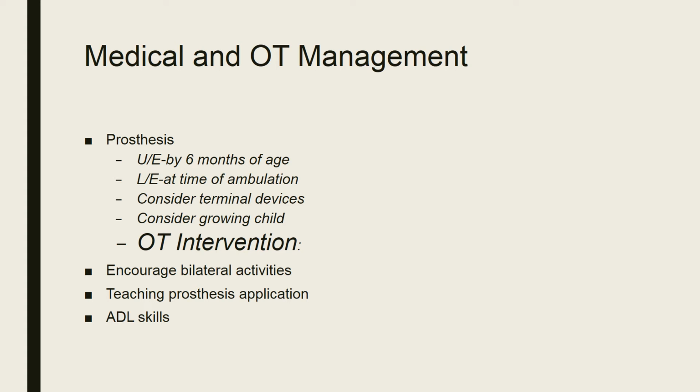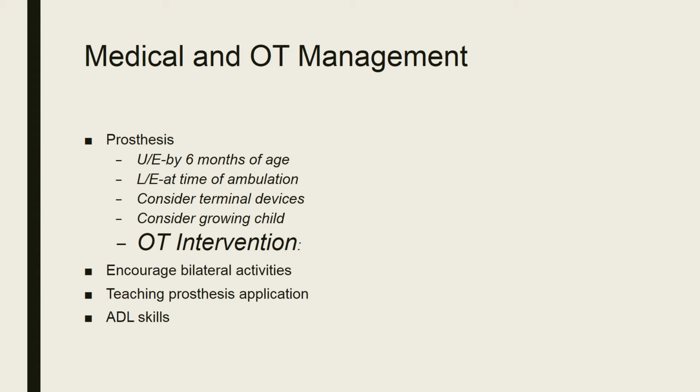You'll want to consider the terminal devices. Terminal devices can range from maybe a hook for a hand or some type of pinchers, those sorts of things. And then you may want to consider the growing child as well, right? So when you're fitting a 6-month-old with an upper extremity prosthesis, I'm hoping you wouldn't go with a hook, or some sort of pincher with a sharp end on it, but maybe something a little bit more subtle. So you'll want to consider that.